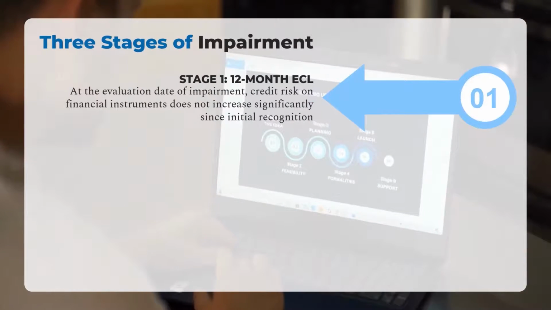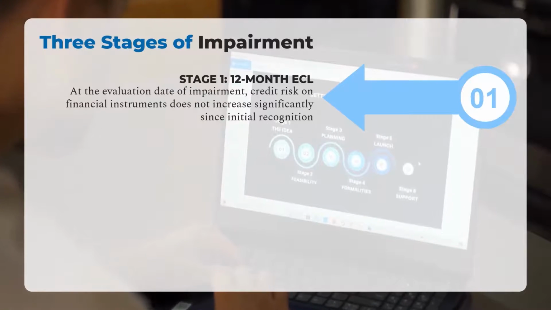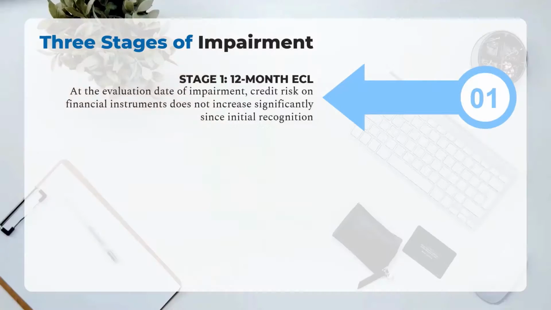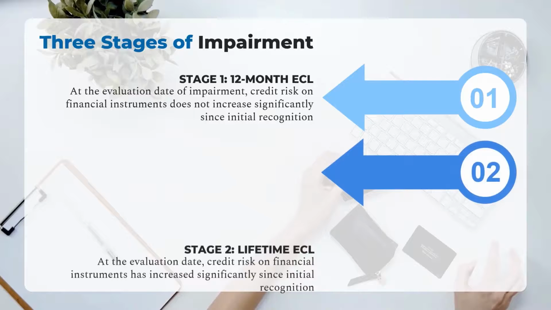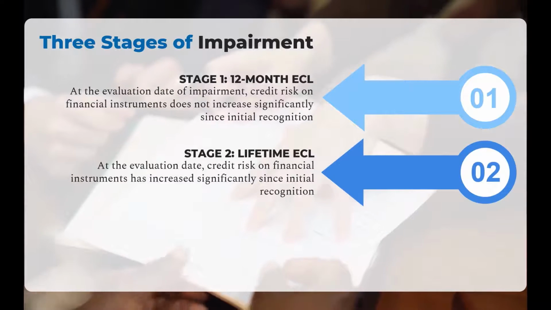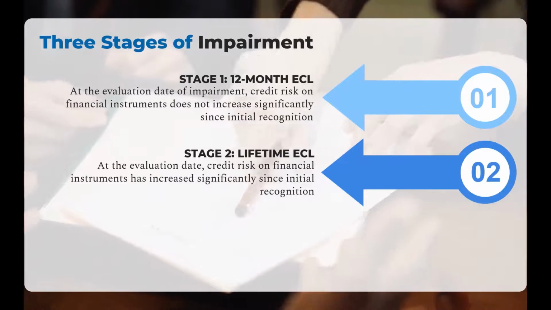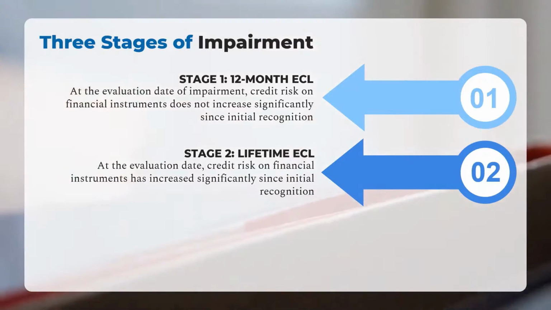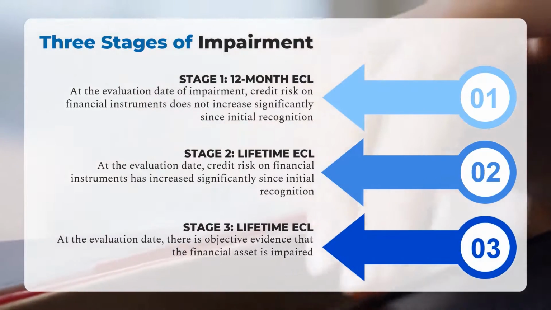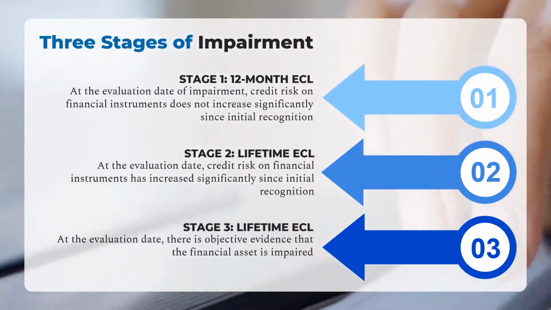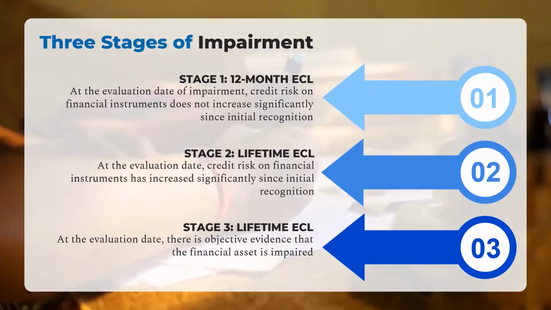This impairment consists of three stages to determine how we can recognize the ECL. In stage 1, if at the evaluation date of impairment, credit risk on financial instruments has not increased significantly since initial recognition, we have to recognize 12-month ECL. In stage 2, if at the evaluation date, credit risk on financial instruments has increased significantly since initial recognition, we have to recognize lifetime ECL. In stage 3, if at the evaluation date there is objective evidence that the financial asset is impaired, we have to recognize lifetime ECL as in stage 2.